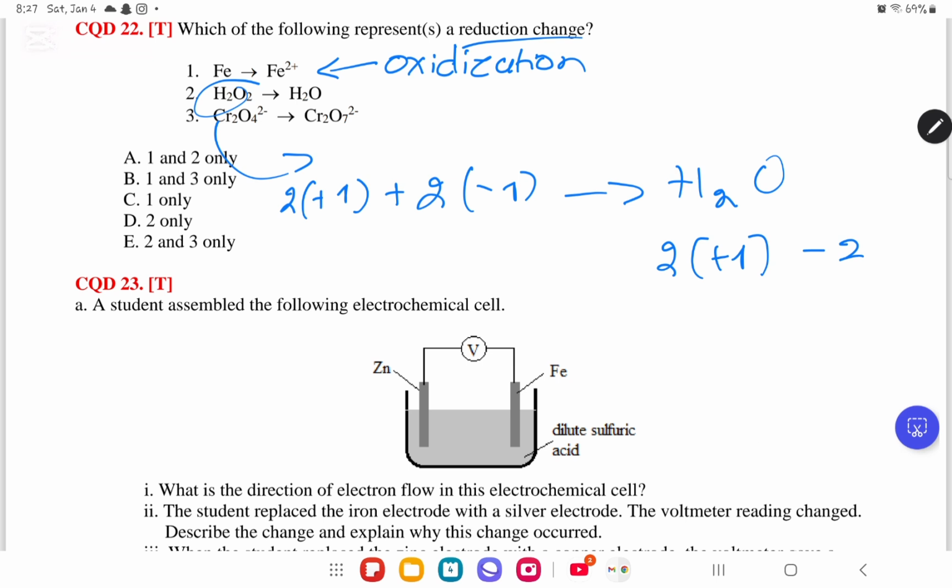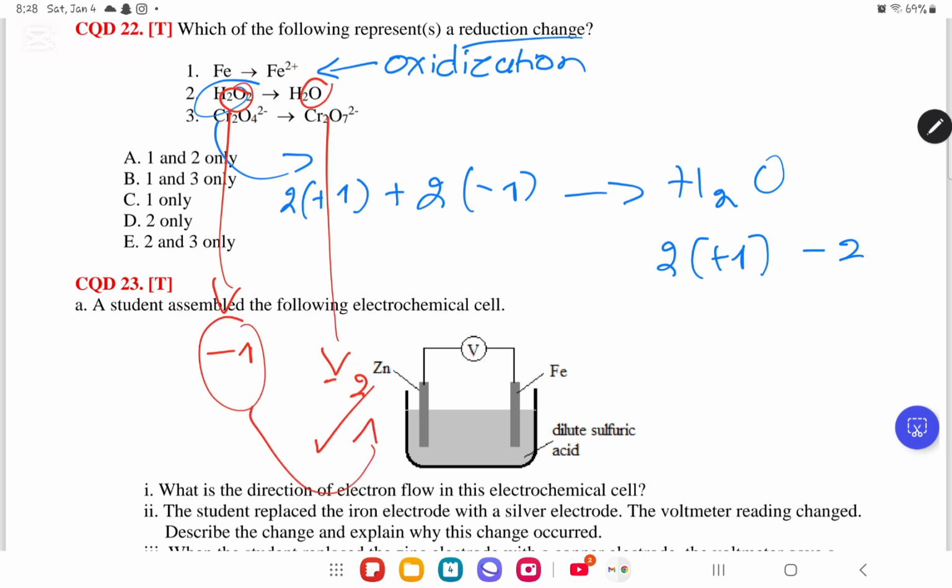Okay, and then we could talk about the state of oxygen in each one. So oxygen over here, the oxidation number is -1, whereas over here it becomes -2. So there is a gain of electrons, and a gain of electrons means there is a reduction change.